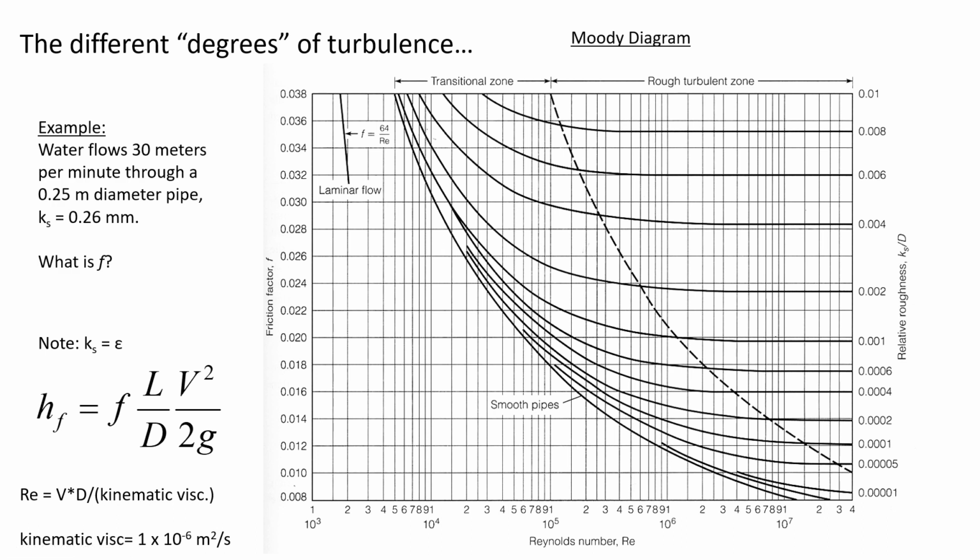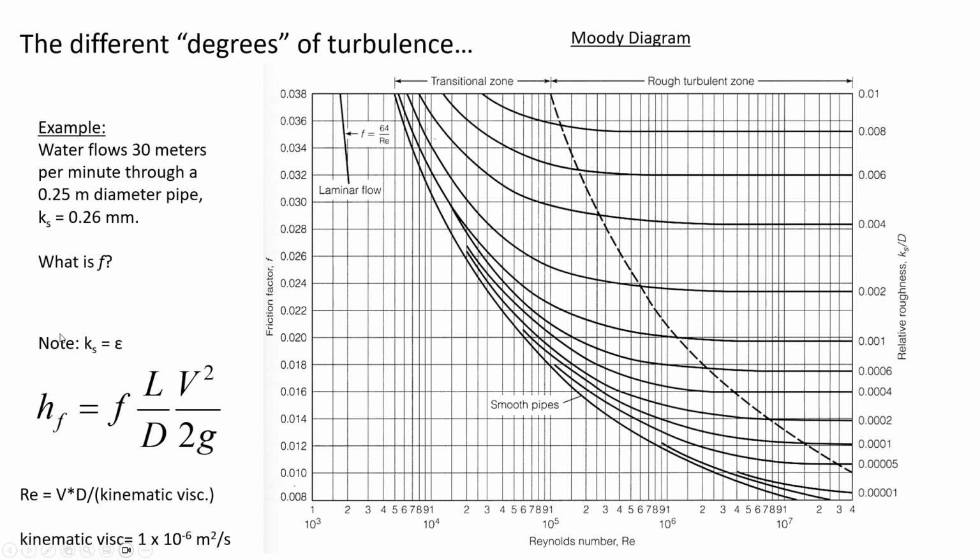So this is our first example. Let's say that water is flowing 30 meters per minute through a pipe that has a diameter of 0.25 meters, and then the equivalent sand roughness of the pipe is 0.26 millimeters. So some books and formulas use k sub s to talk about equivalent sand roughness. Some use epsilon. It just means, like, if you had a pipe material and you're going to represent how rough that pipe is with an equivalent diameter sand grain, what would be the diameter of that sand grain that has an equivalent roughness to the pipe?